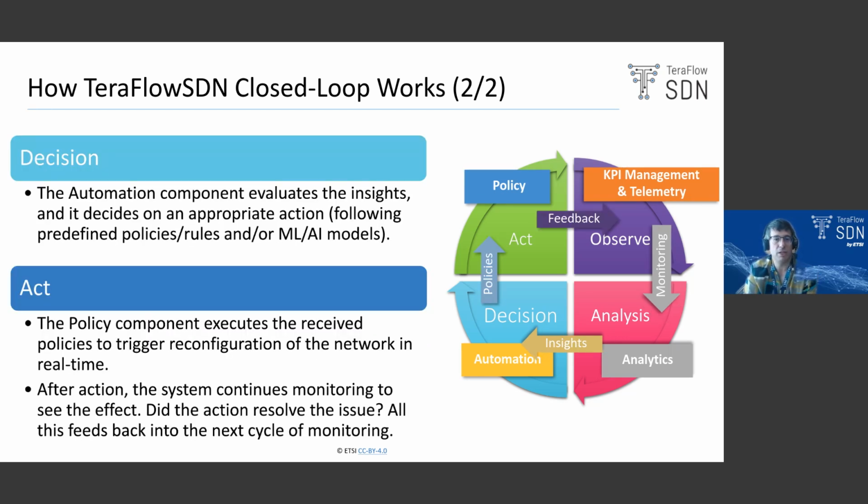Then the decision is the automation component, which evaluates these insights and transforms them into policies. That's how we model this. And the act is the policy component, which executes the received policies to trigger the different network reconfigurations in real time. And after action, the system continues monitoring to see the effect, whether this action resolves the issue. All this feeds back into the next cycle of monitoring.